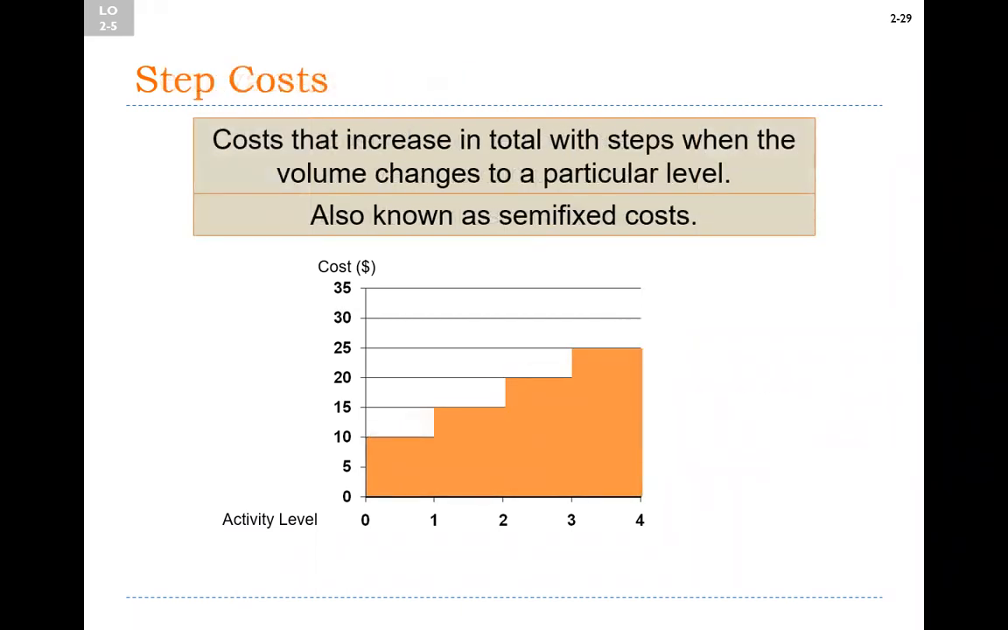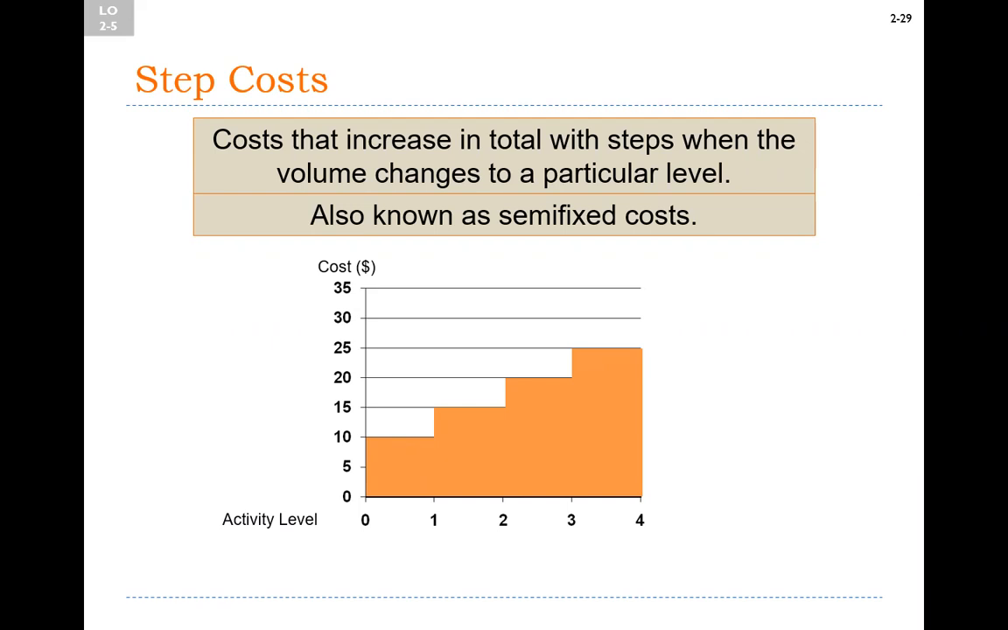A step cost sort of looks like a fixed cost, but we're not just looking at a relevant range here because the activity level is a little bit tighter than the relevant range. So what happens is the cost remains the same as long as I am at a certain activity level. Then when the activity level increases, the cost will jump up by a large amount in an incremental type of way. So it sort of looks like a step.